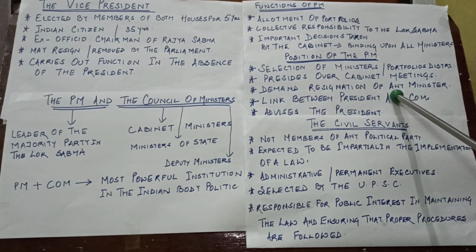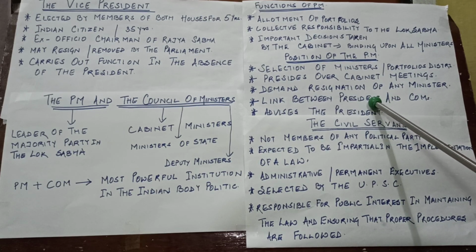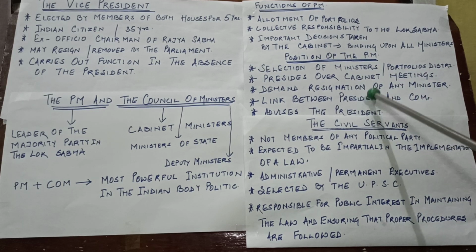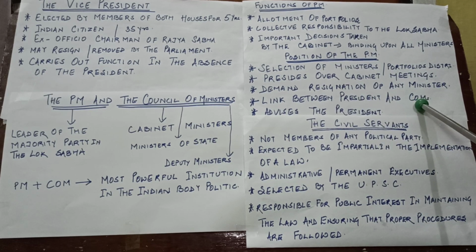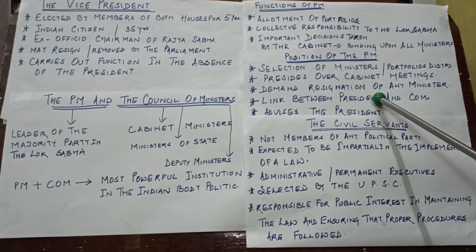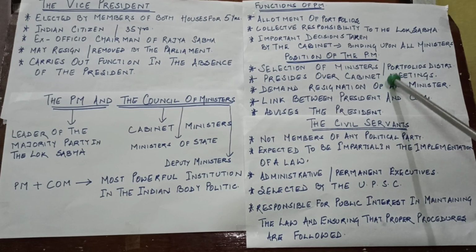So the Prime Minister, he is a link between the President and the Council of Ministers. The Council of Ministers, they do not have any role to play with the President. It is the Prime Minister who is a mediator between the President and the Council of Ministers. He is the one responsible for giving information about all the meetings or all the discussions being taken in the cabinet meetings.